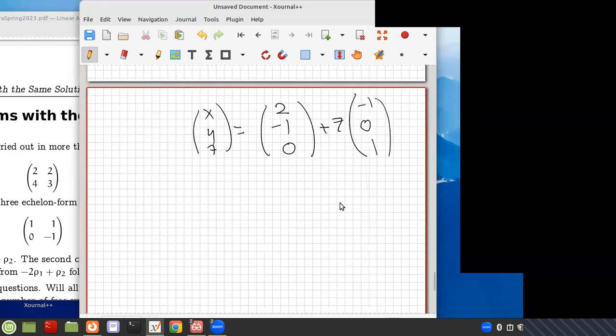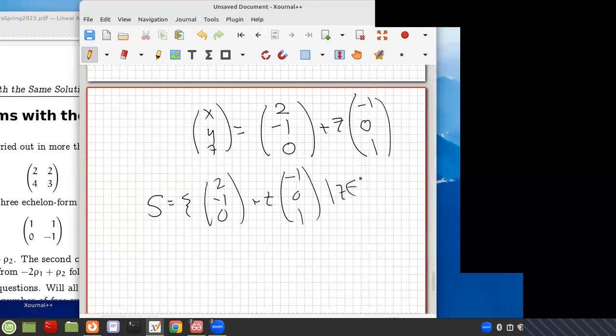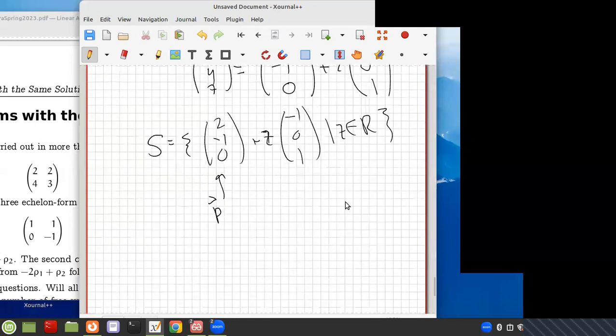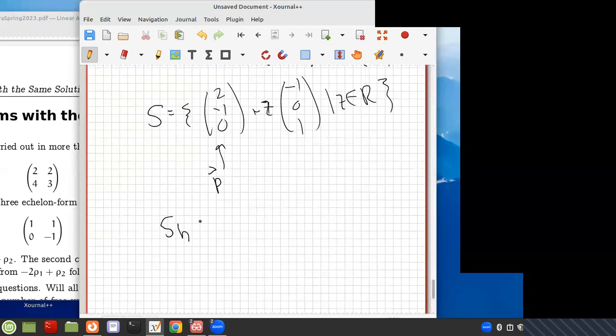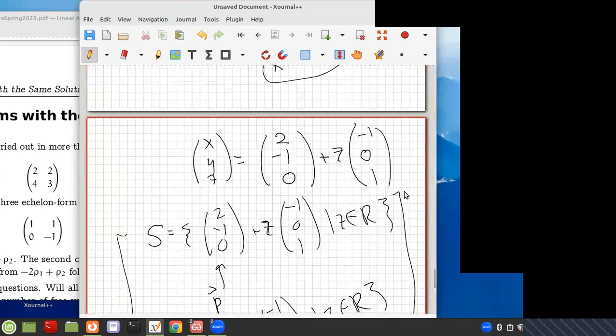Okay, so therefore our solution set here is (2, -1, 0) plus z times (-1, 0, 1), such that z is a member of R. And just to go back to the first step, here's the particular solution, given by z equals 0, and the solution of the homogeneous part would be z times (-1, 0, 1), such that z is a member of R. This is just the result of part 1 for understanding the pattern.